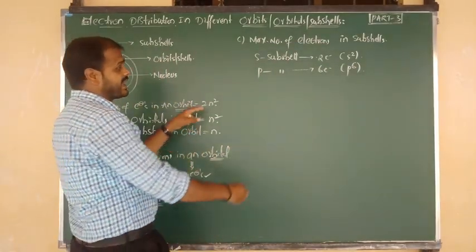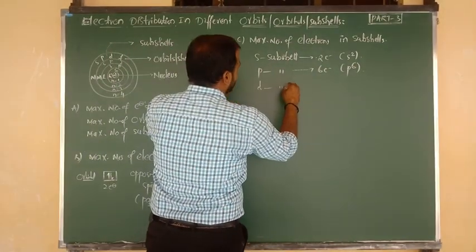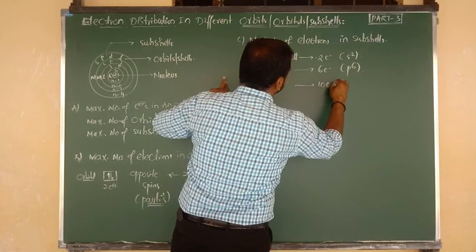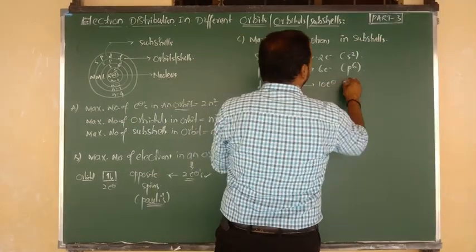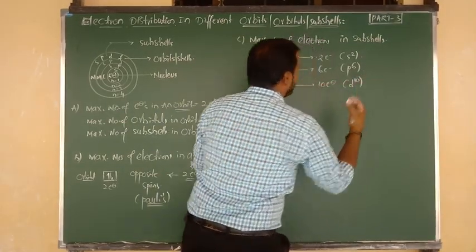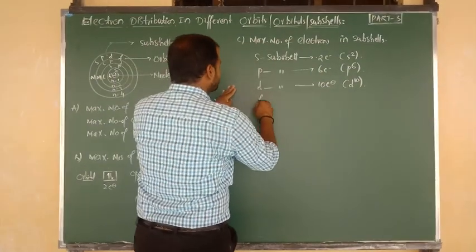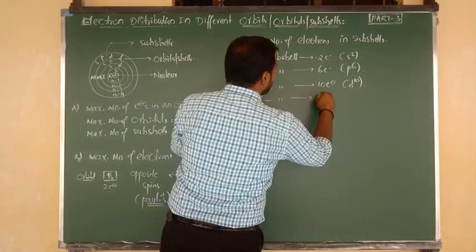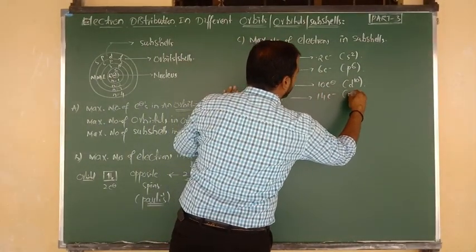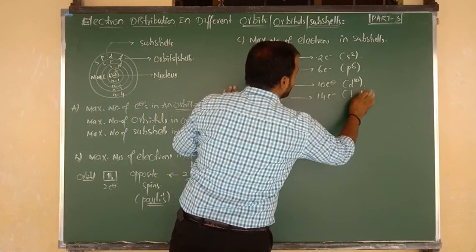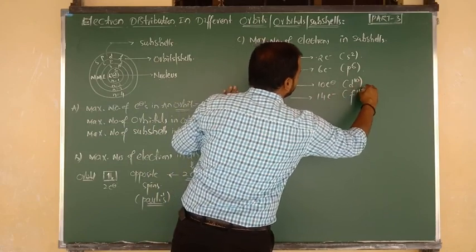And the D subshell is there. The D subshell contains a maximum of 10 electrons, and we say that is the D10 configuration. And one more is the F subshell. It contains a maximum of 14 electrons, so we say F14 configuration.